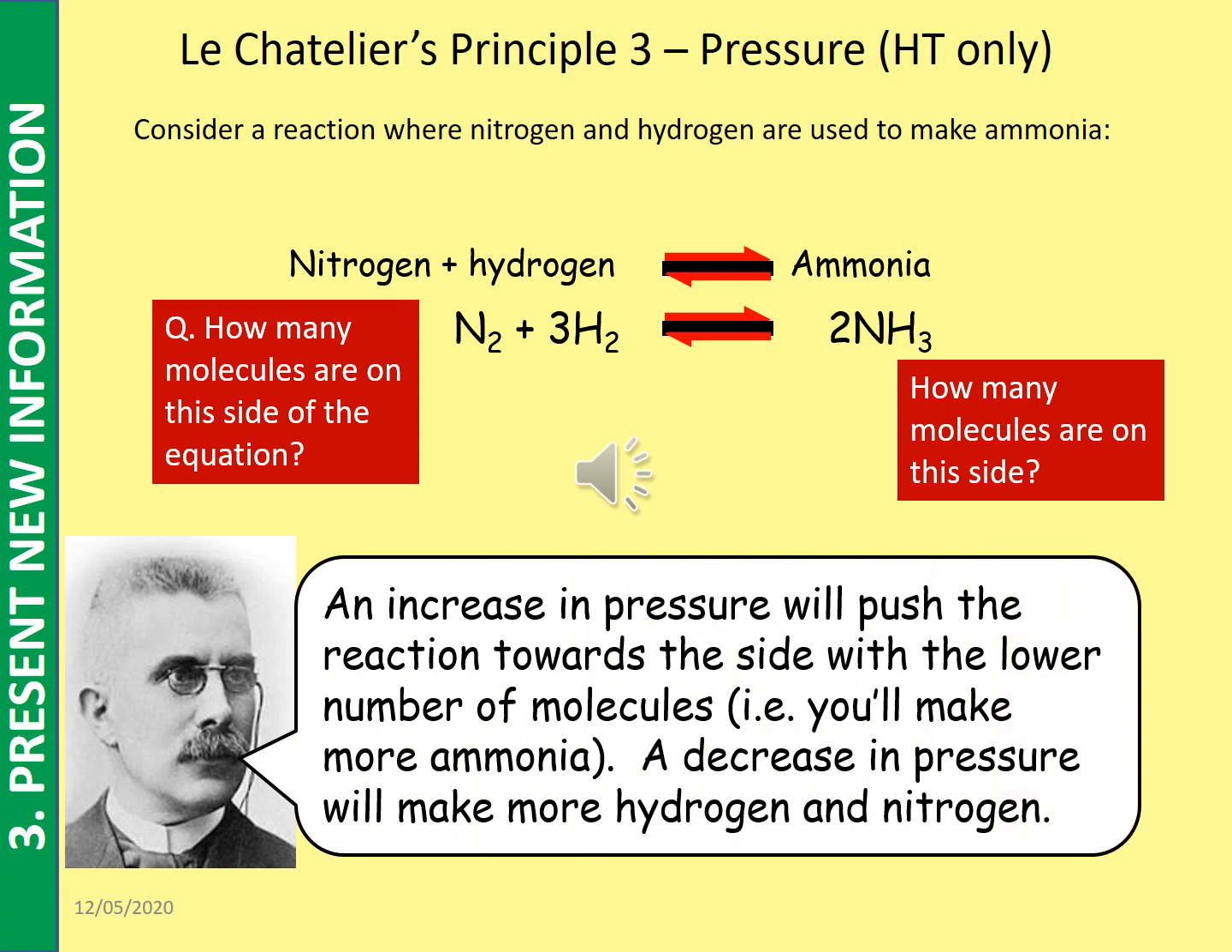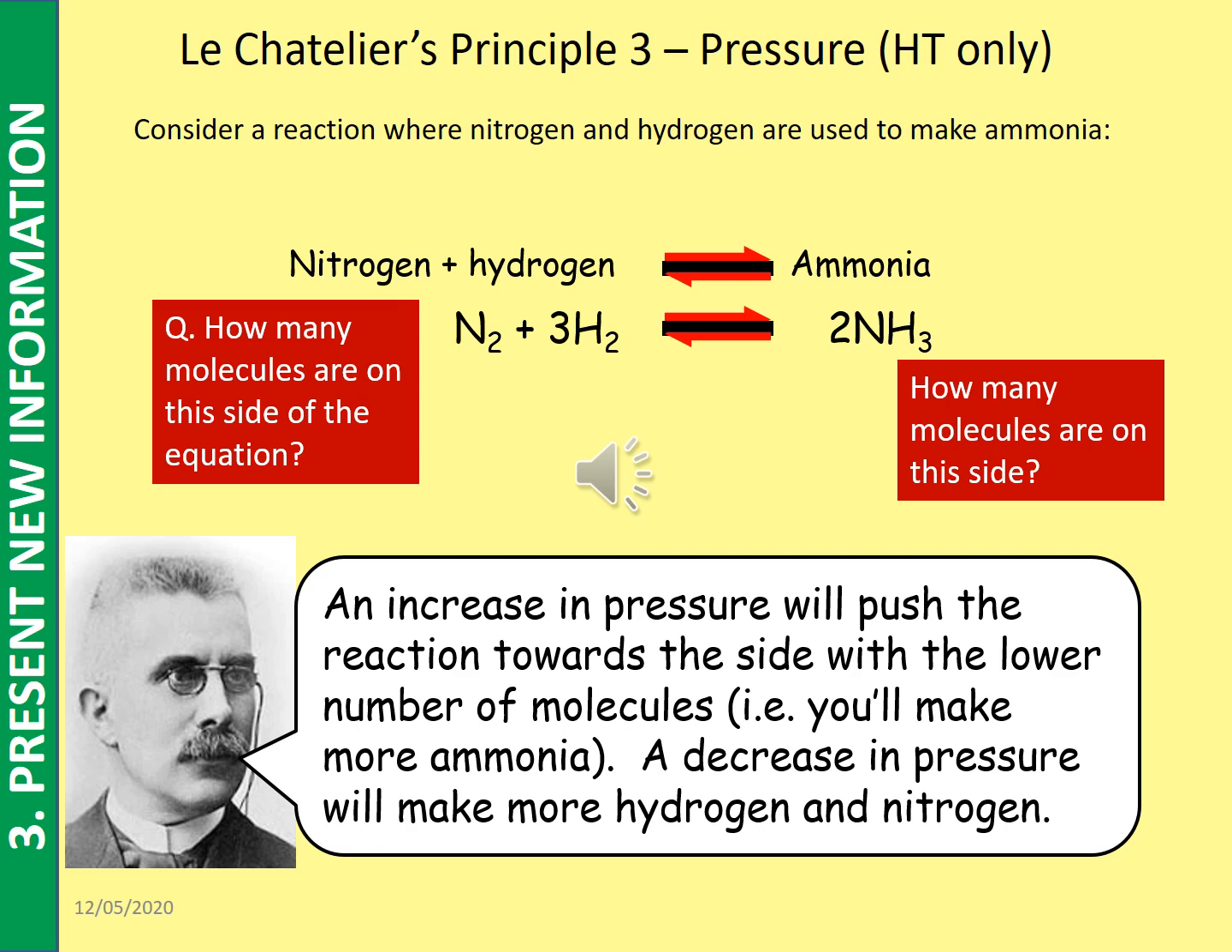The final thing that we look at is the effect of pressure. Now in this case we're going to use a particular example, and that is the making of ammonia. So to make ammonia, which is used in fertilizers, we need nitrogen and hydrogen. Let's look at the left hand side. How many molecules are there on the left hand side of the equation? We have one molecule of nitrogen and 3 molecules of hydrogen, and we know that because of the numbers in front of the symbols. On the right hand side I have 2 molecules of ammonia.